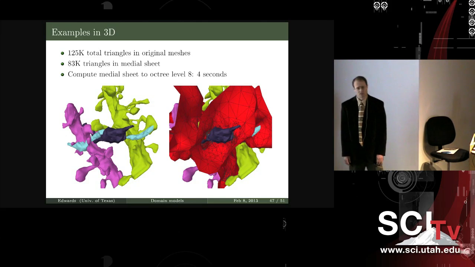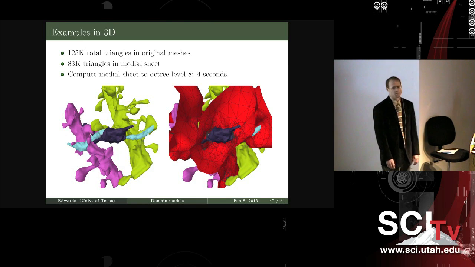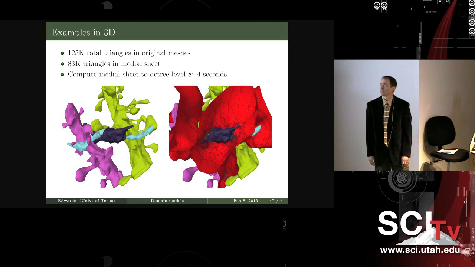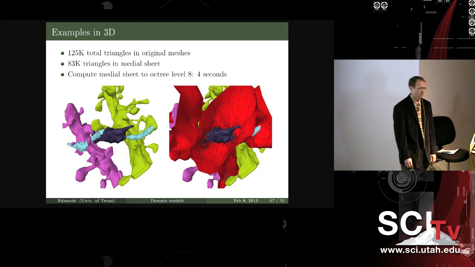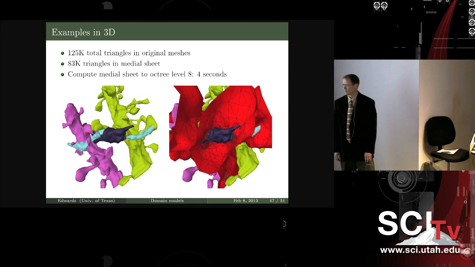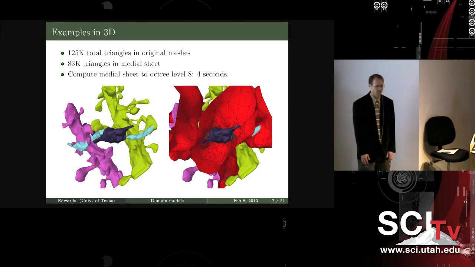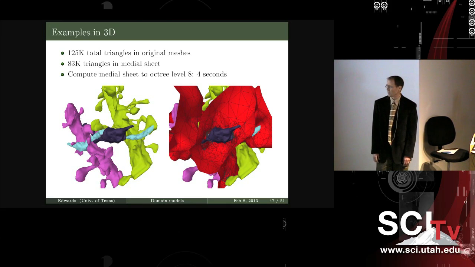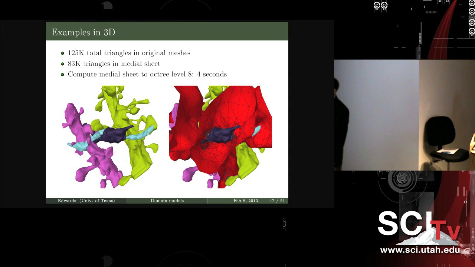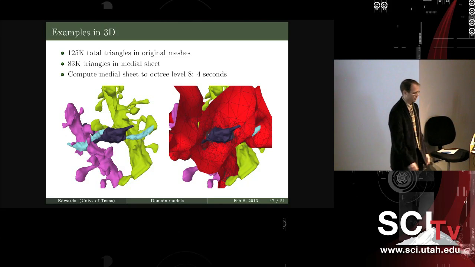This example we didn't compute as low. It only went down to octree level 8. The combined total of input triangles, 125,000, 83,000 triangles in the medial sheet, and it took 4 seconds on my desktop. You'll notice that the medial sheet is not manifold, which makes sense by definition, and it yields some pretty interesting things. So you can see the blue axon coming through, and it actually has the tunnel. It encloses the axon completely in a tunnel to separate it from the other components.